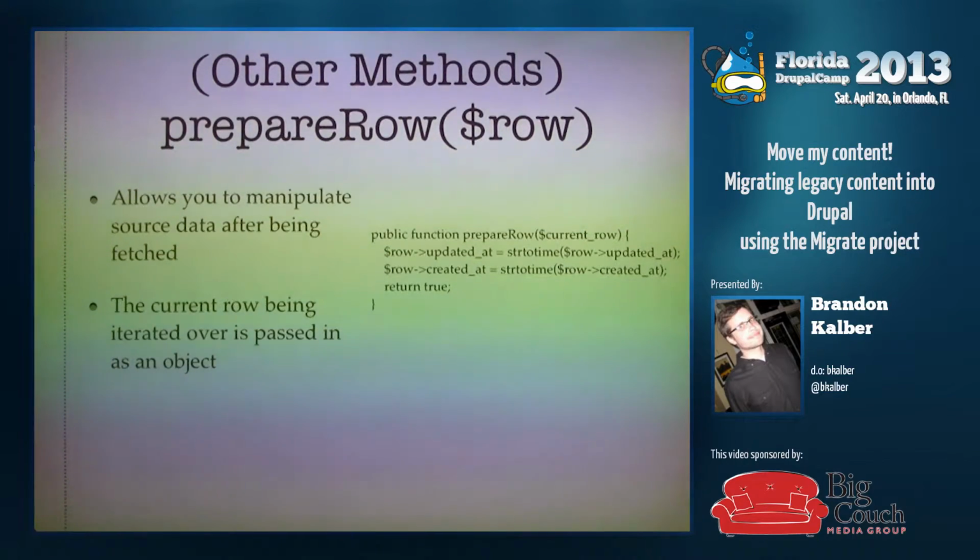The first one's prepare row. Basically, the current row that's being iterated over in the migration is passed in as an object, so it allows you to manipulate whatever data you want. If you look at the really simple example I put in there, I had to do this about 50 times the last time I used it. In the source data, the node dates were all stored as date strings. Obviously Drupal needs them as a timestamp, so you can use prepare row to set the data to how you need it.